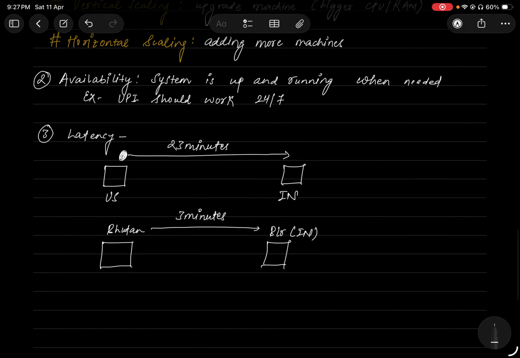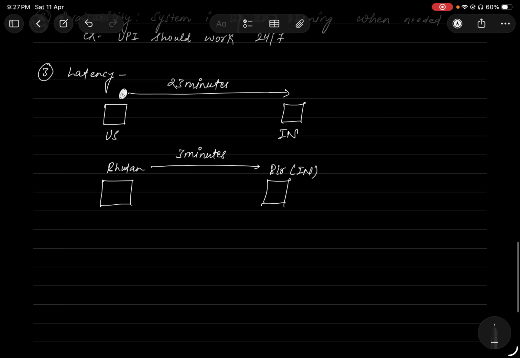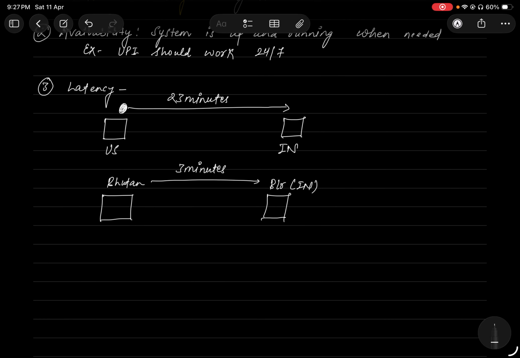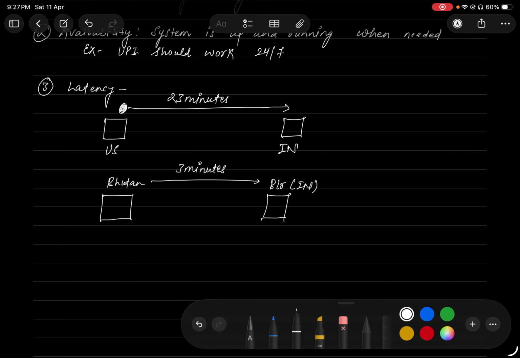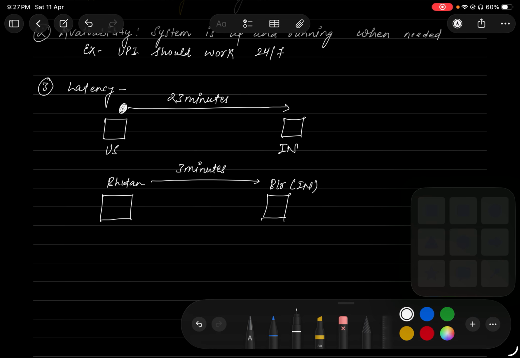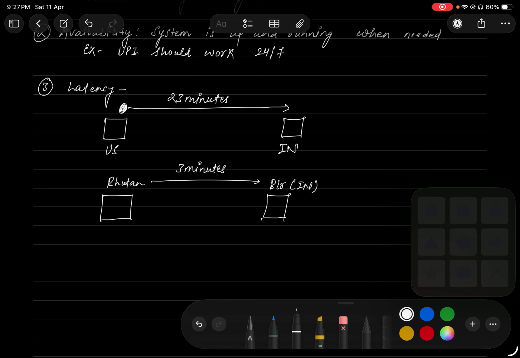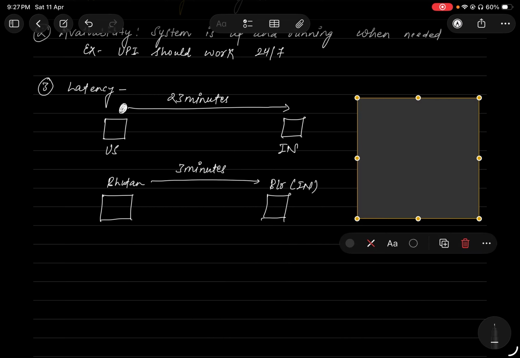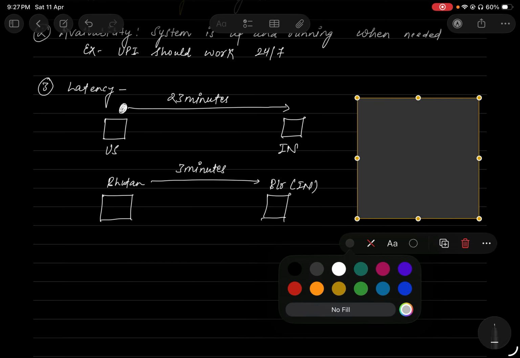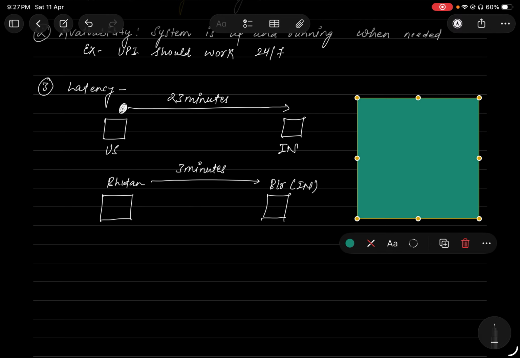For example, we can take Swiggy showing the restaurants instantly, otherwise it's taking delay. This was the example which we take in normal life. I can take one more example. Let's say I will draw a shape. Give me a second. My shapes are not loading. Yeah. So let's say this is the Swiggy system.